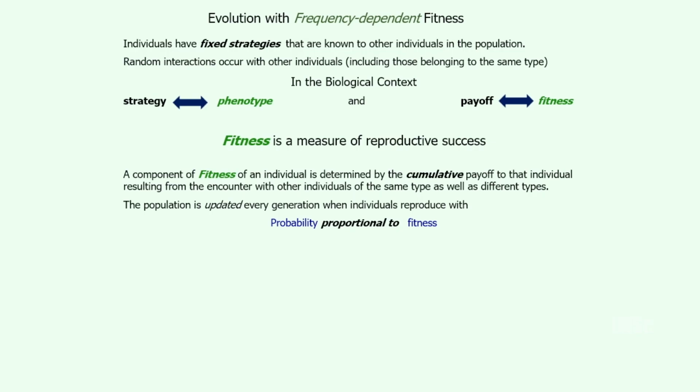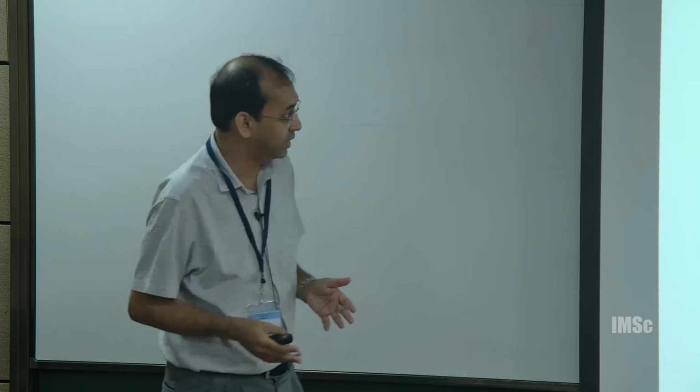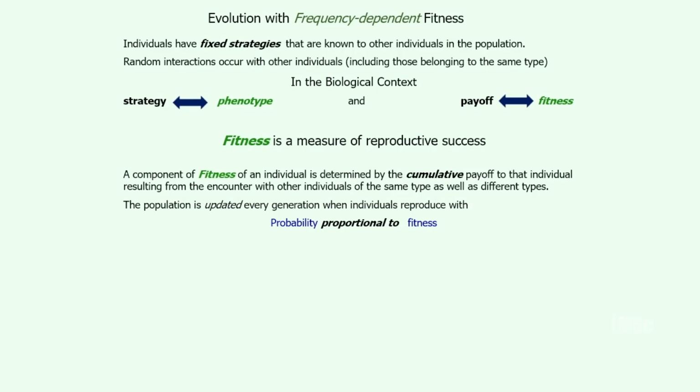So just to recap and give a brief summary of all that was covered in Shagor's talk, I want to go from a situation where I was talking about evolution with constant fitness to evolution with frequency dependent fitness. So when I talk of evolutionary game theory, it is nothing but evolution with frequency dependent fitness. Okay. So individuals have fixed strategies, and in a biological context, the strategy can be thought of as a phenotype, just like the patterns on a leopard's skin or the ability of a deer to run fast. And the payoff can be associated with fitness, the payoff that results from interactions between two strategies. And fitness is a measure of reproductive success.